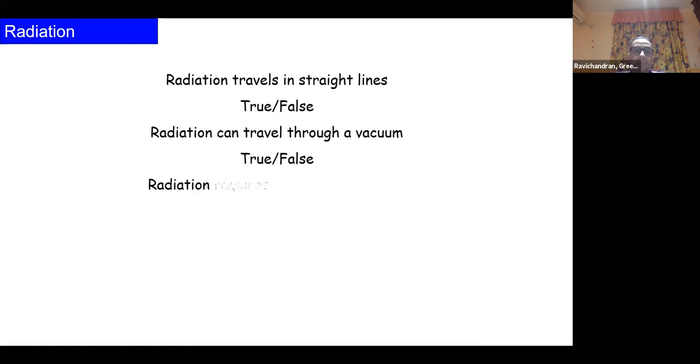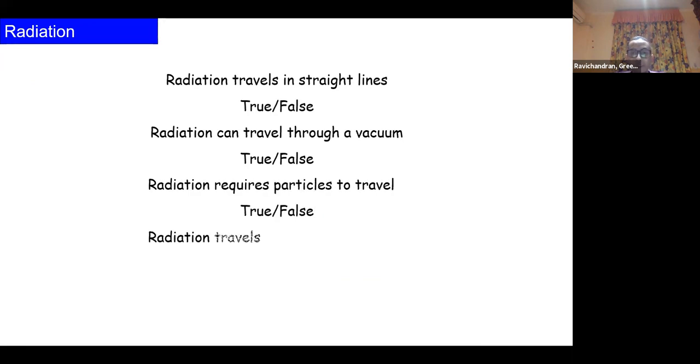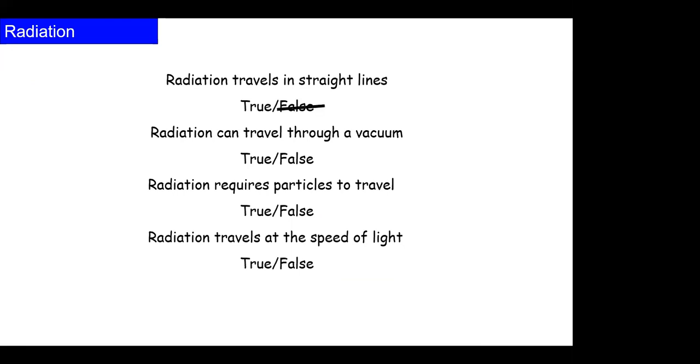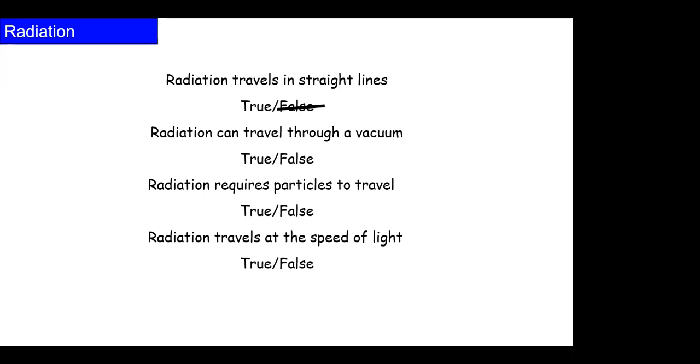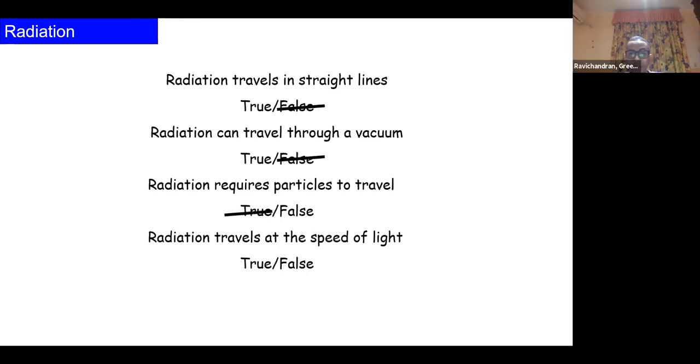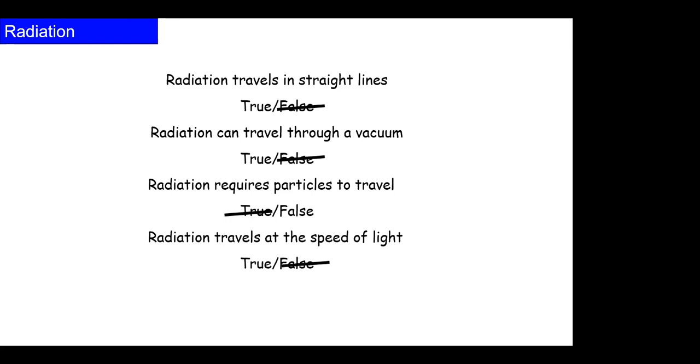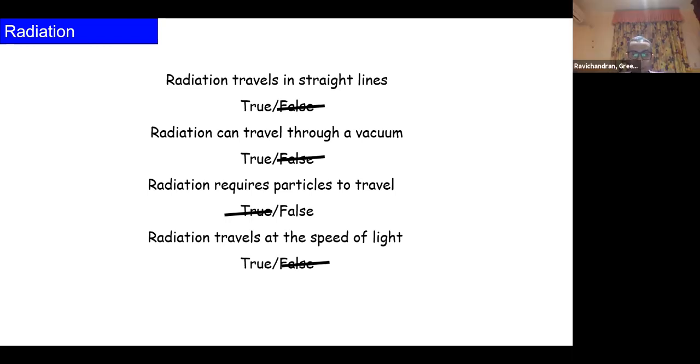Radiation travels in straight lines. True or false? True. Radiation can travel through a vacuum. True. Radiation requires particles to travel. False. Radiation travels at the speed of light. True. It is almost the speed of light.